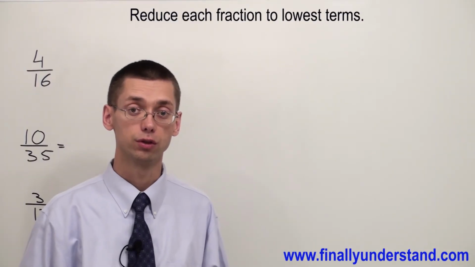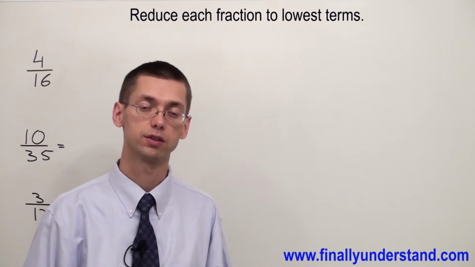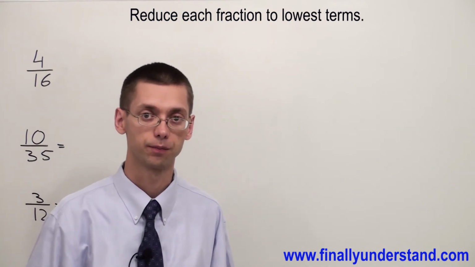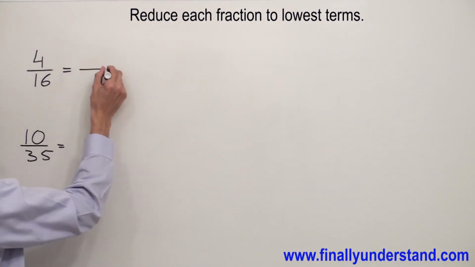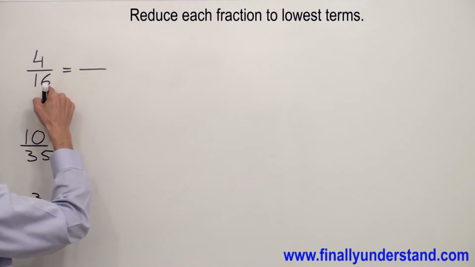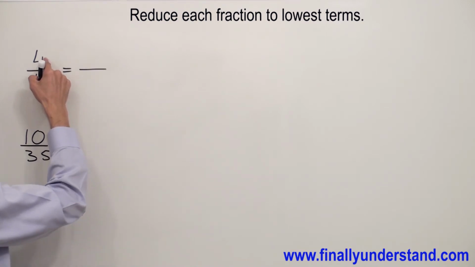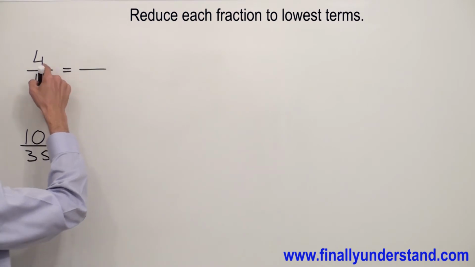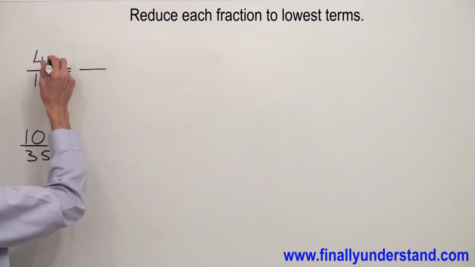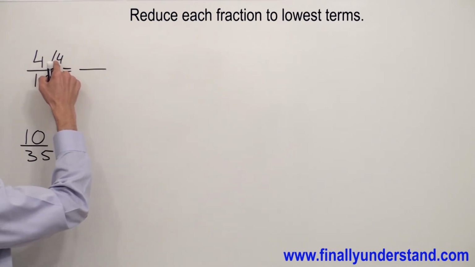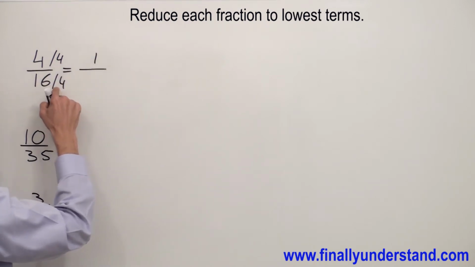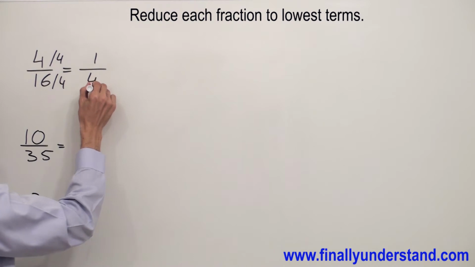Anytime you try to reduce fractions, you have to keep in mind that the key tool to perform these operations is to know the multiplication table. Okay? Now, we have an example: 4 over 16. I have to find the greatest common factor for 4 and 16. 4 and 16 are divisible by 4. 4 divided by 4 is 1, and 16 divided by 4 is 4.